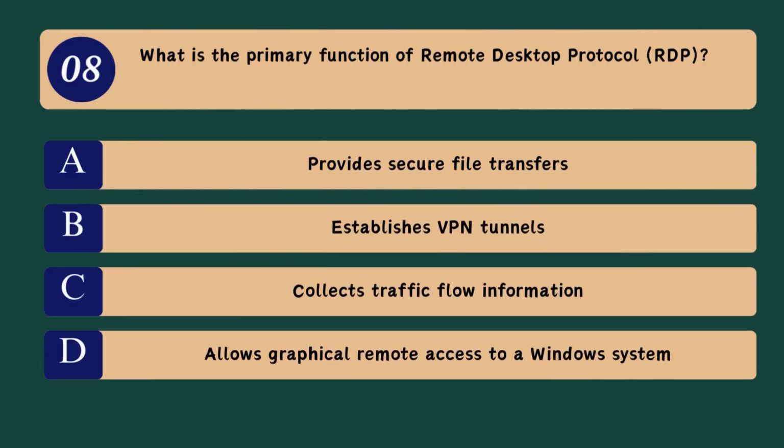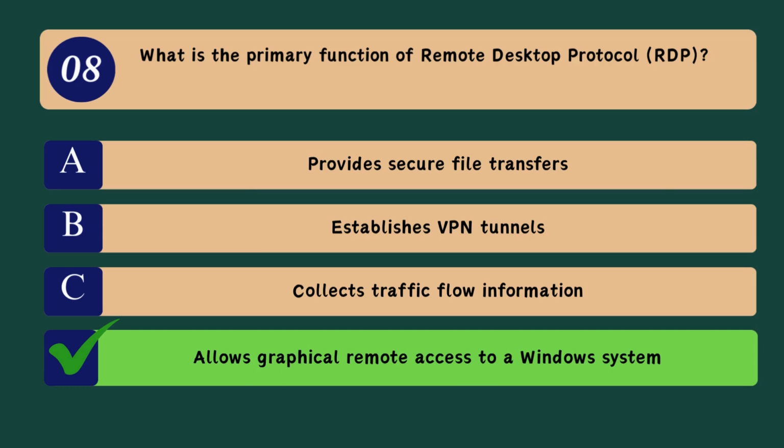Question 8. What is the primary function of Remote Desktop Protocol? A. Provides secure file transfers. B. Establishes VPN tunnels. C. Collects traffic flow information. D. Allows graphical remote access to a Windows system.